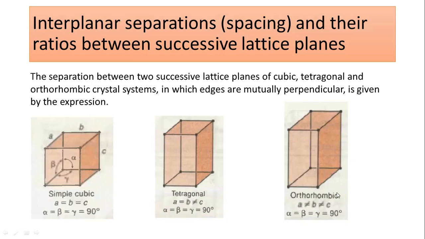And similar to the simple cubic and the tetragonal, orthorhombic also has a 90 degree angle between the edges. So the edges are mutually perpendicular to each other. But in this case, a is not equal to b, and b is not equal to c. All three intercepts along the x-axis, y-axis, and z-axis are not equal to each other.